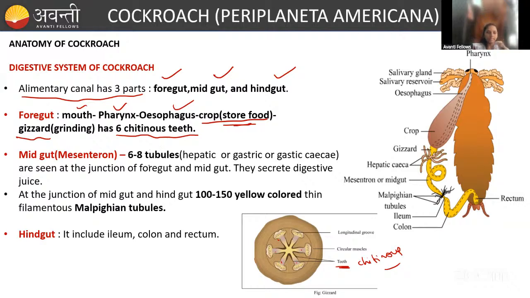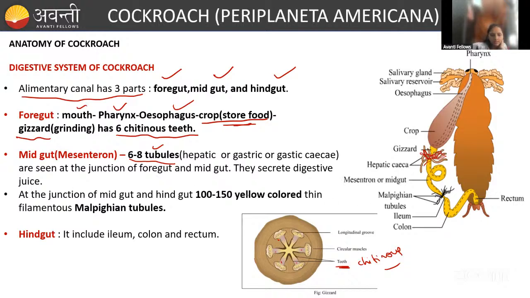Then coming to the midgut. The midgut is mainly called the mesenteron. It has 6 to 8 tubules, which help in producing the juice. The juice required for the digestion of the food will be produced by these 6 to 8 tubes. Here you can see that 6 to 8 tubes are there, right? This is helpful in producing the juice required for food digestion.